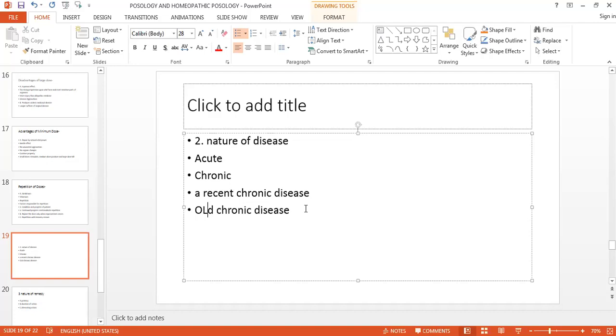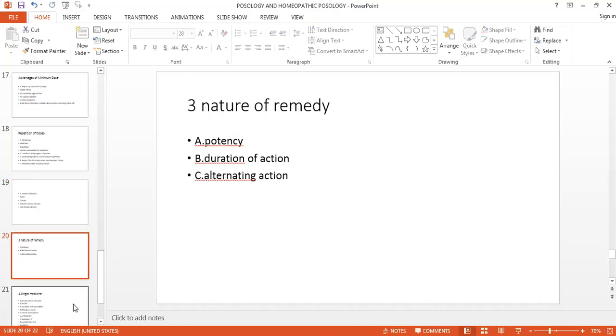Now we will discuss the third point in the repetition of the dose, that is nature of remedy. The repetition of remedy depends on the potency, duration of action, and alternating action. The medicine in the lower potency we can give many a times. The medicine of the higher potency we are not repeating.